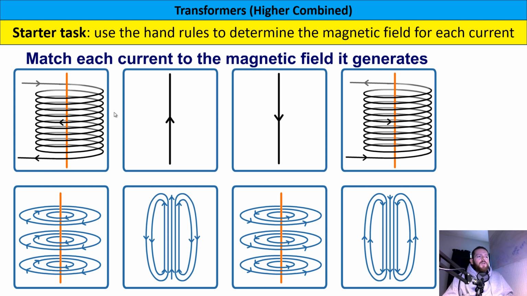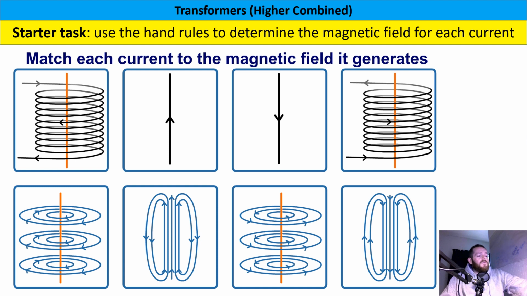I want you to have a look at each one and see which field you think should match up with each one. So do you think this conductor here should have a field like this? Which would you match up with which? Think about which hand rule you need to use and which direction the currents go in, and therefore which direction the fields go in. Decide which hand rule you've got to use, then come up with an answer. I'll give you a second to have a think about it. Pause the video and try it out.